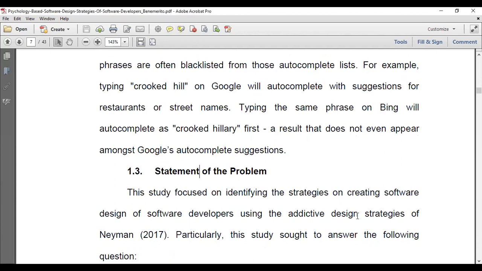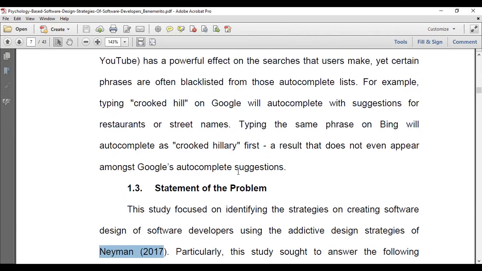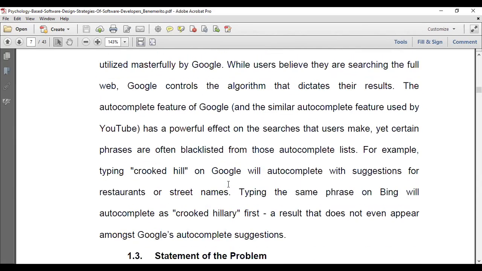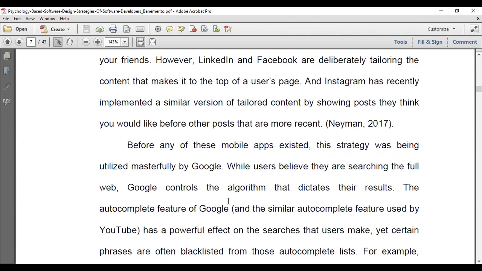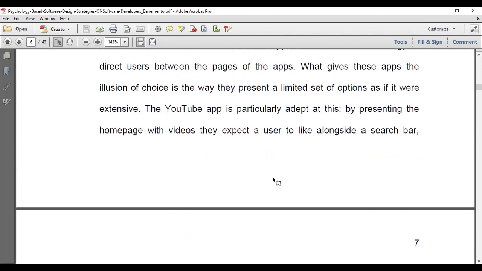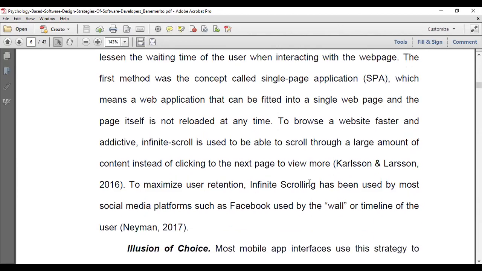So, it's not necessary, halimbawa, since the main proponent of this theory is Neyman, it doesn't mean that you just have to look for related literature that are written by Neyman. So you can also find related literature about each topic na hindi yung main proponent ninyo. So kahit sinong author, as long as legit yung reference ninyo.